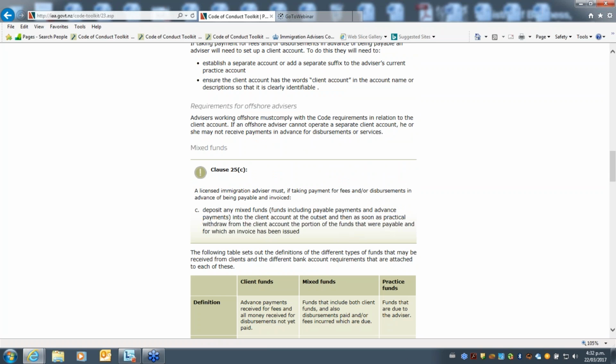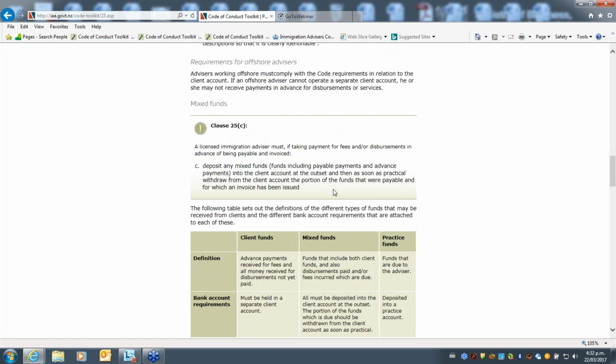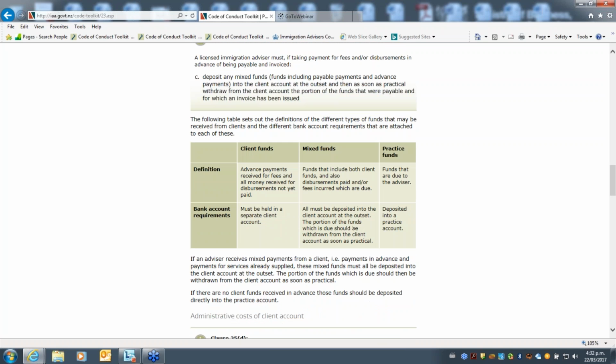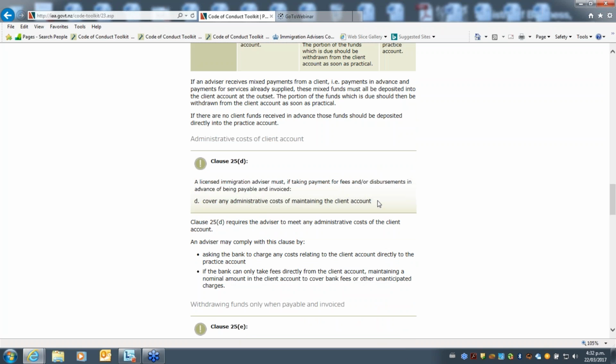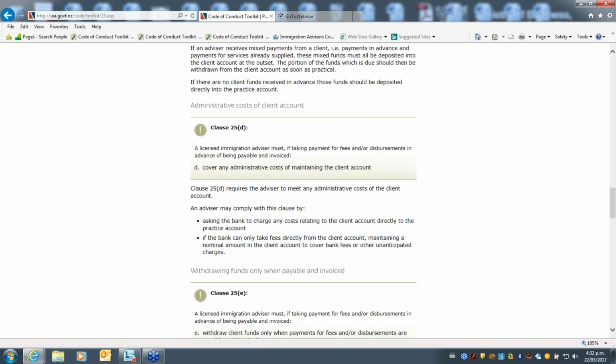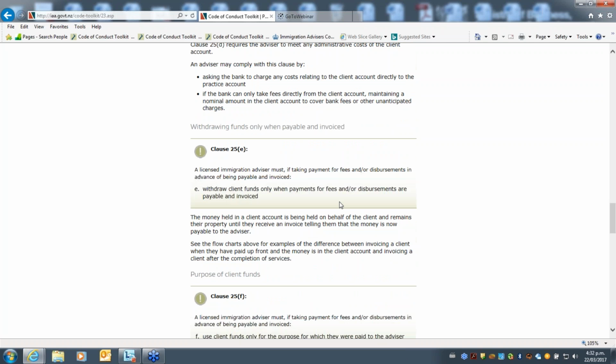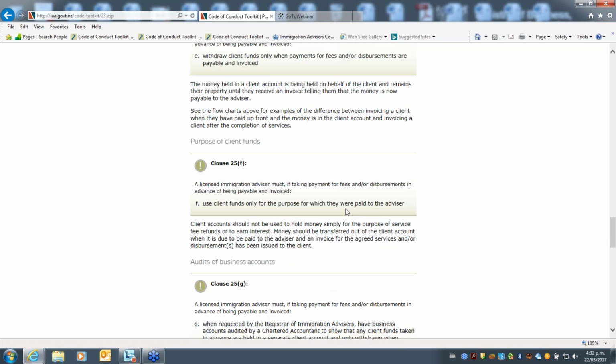This is just around if you do receive mixed money, put it all into the client account at the front and then take out the portion that is owed to you already. You need to make sure that you're covering any administrative costs of maintaining the account, any fees. You can only withdraw money once it is due to you and you have invoiced for it. You can only use client funds for the purpose for which they were paid to the advisor.